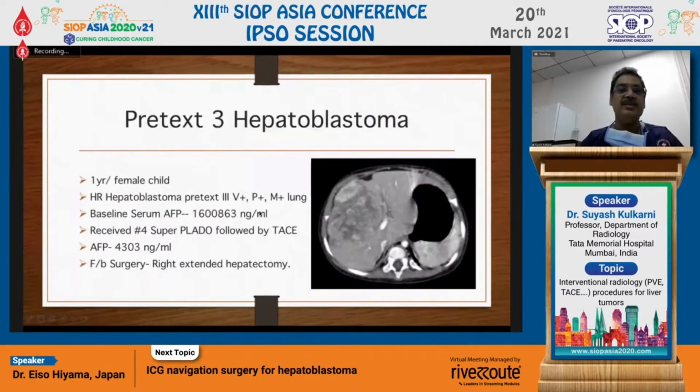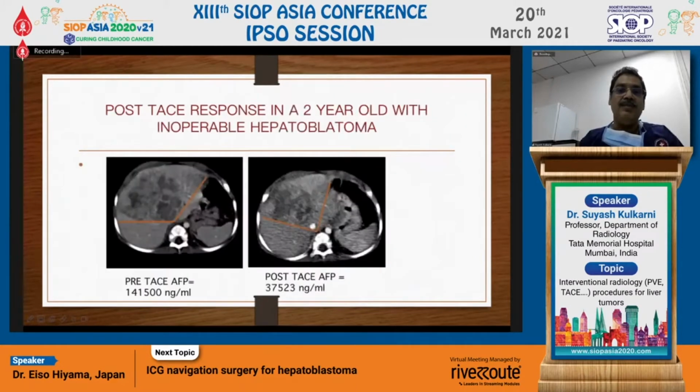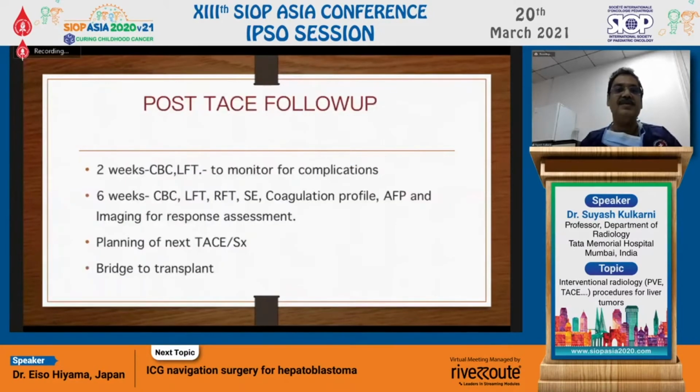bed itself. So this is an example of a hepatoblastoma, in a 1-year-old female child who was given chemotherapy followed by transarterial chemoembolization. This is the tumor vascularity which is accessed through superselective cannulation, and the chemotherapeutic agents, essentially doxorubicin and cisplatin along with lipiodol, are injected. Over a period of time, there is significant shrinkage of the tumor with decreased AFP levels.